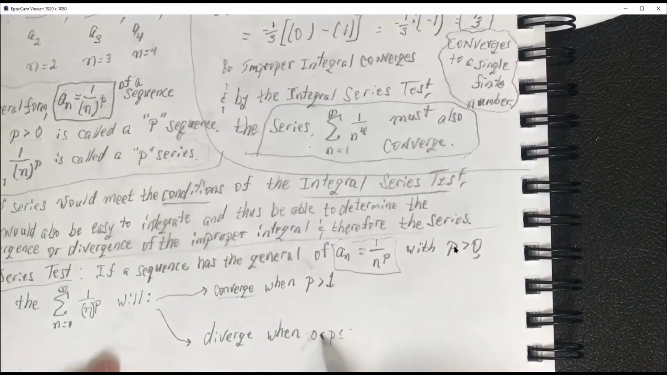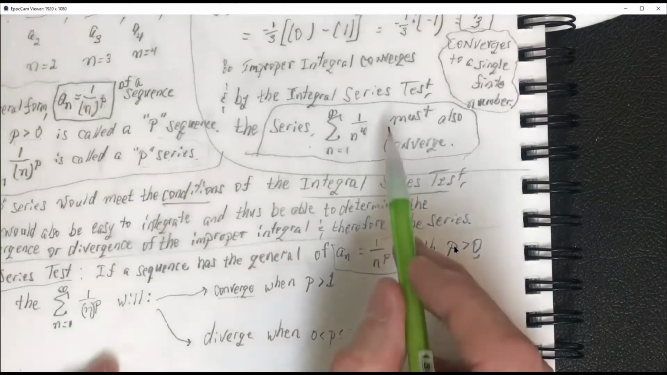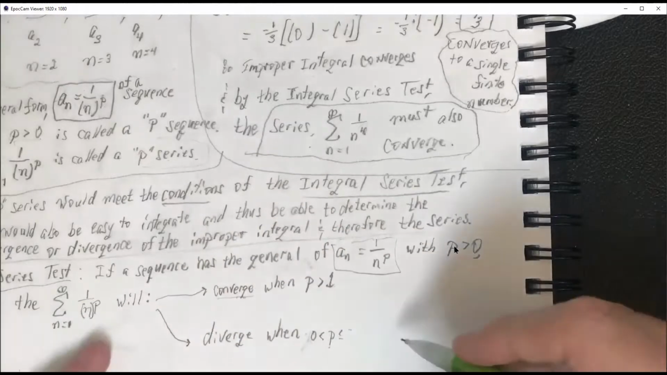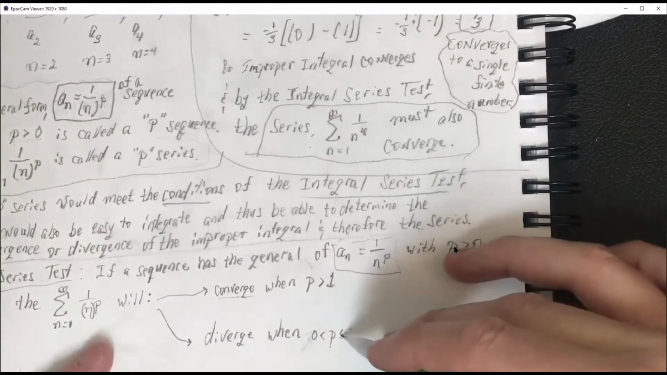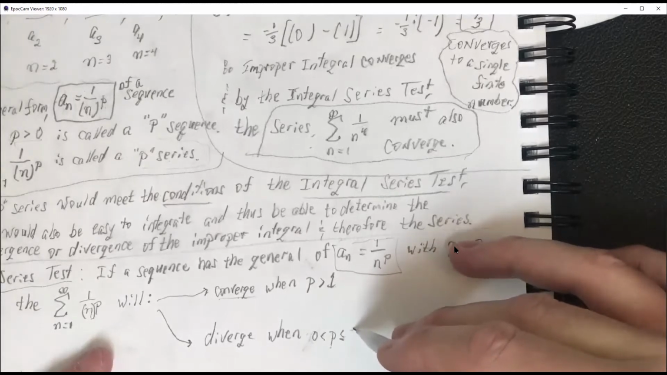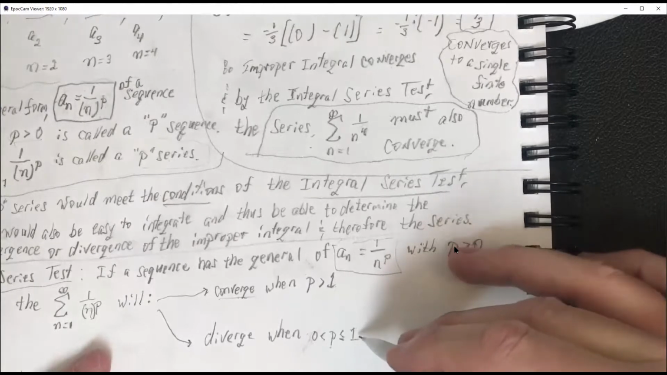So if P is greater than 0, but if it's bigger than 1, like 1.1 or 1.2 or 2 or 3 or 4, like our problem, it's going to converge. So what's the only other possibility? If P's not greater than 1, then what's the only other possibility? It could be less or equal to what? To 1? Can you guys hear me okay?